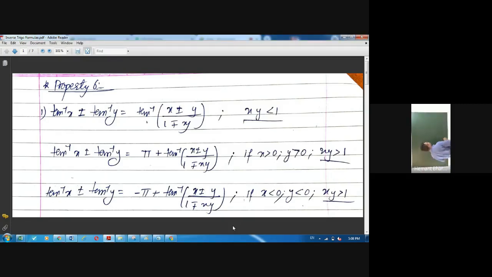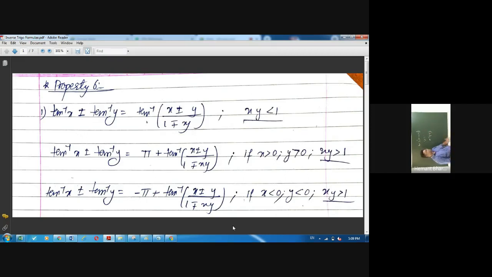In one case we have written it for xy less than 1. So suppose you have something like tan inverse of 1 by 21 plus tan inverse of 1 by 8. In that case, this is your value of x, this is your value of y. When you do x into y, you are obviously going to get xy less than 1. So you can apply the first formula, tan inverse of x plus y upon 1 minus xy.